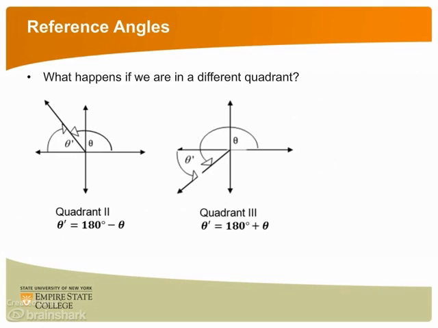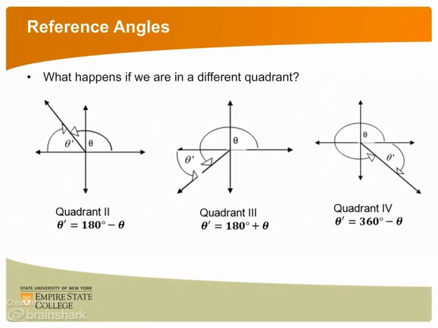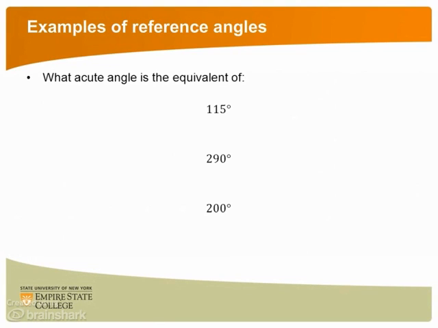If we are in the third quadrant, with angle measures between 180 and 270 degrees, theta prime equals theta minus 180 degrees. If our angle is between 270 and 360 degrees, we are in the fourth quadrant. Theta prime equals 360 degrees minus theta. Suppose we want to find the reference angles for 115 degrees, 290 degrees, and 200 degrees.